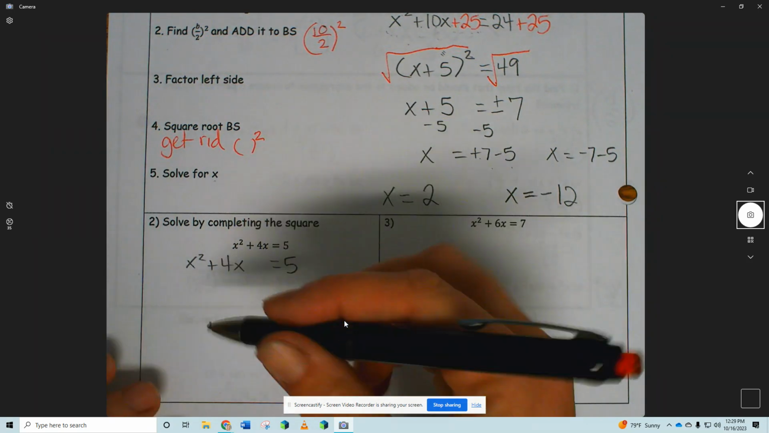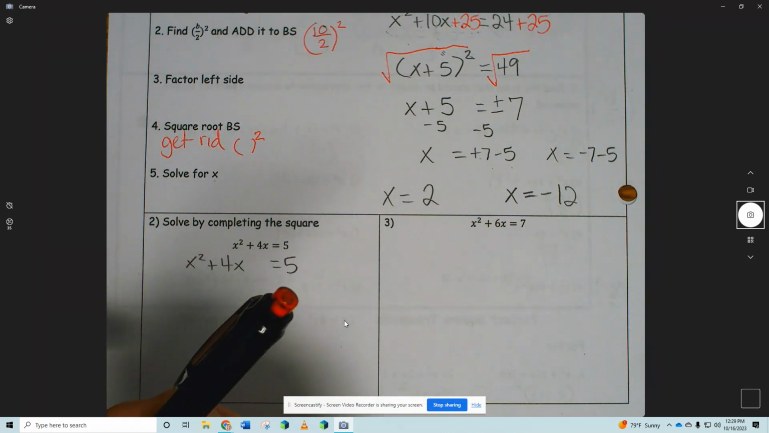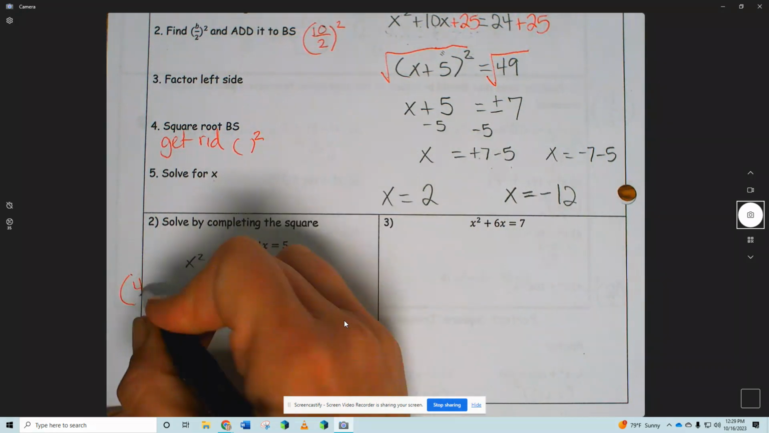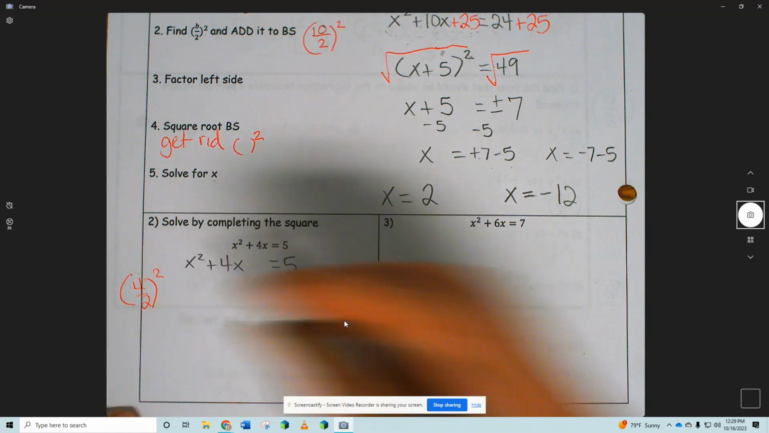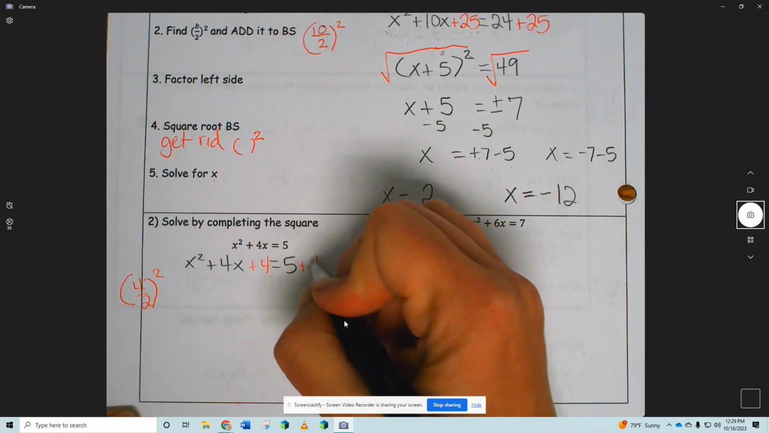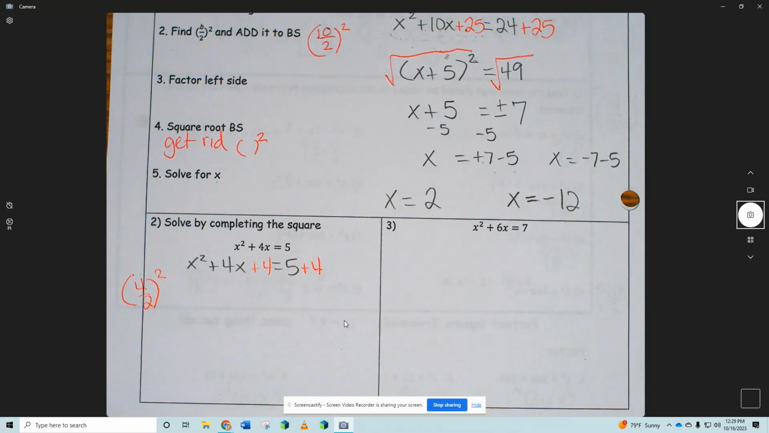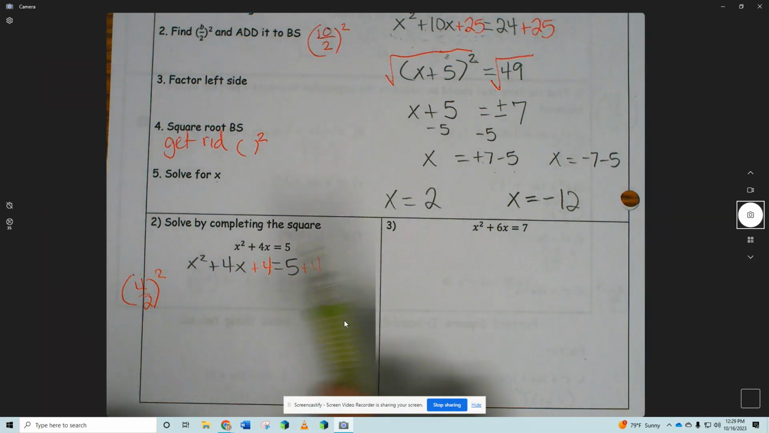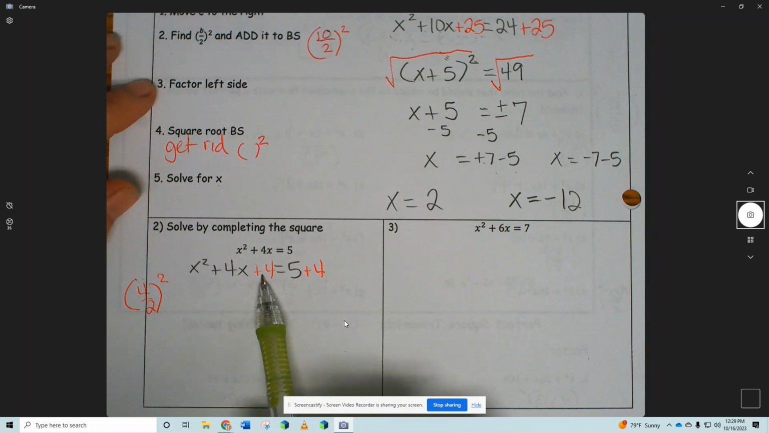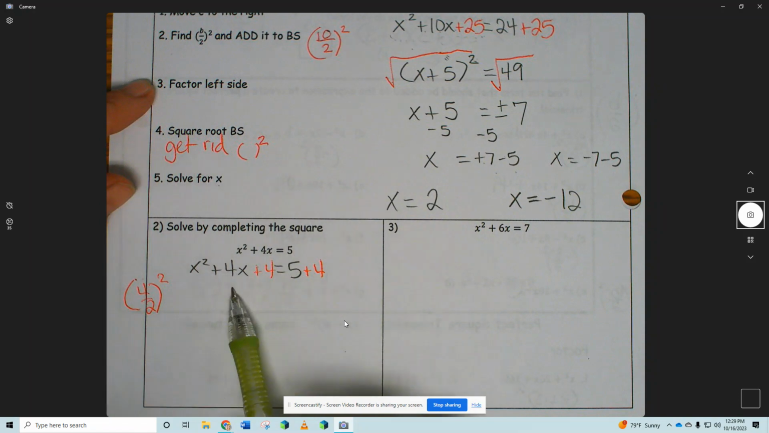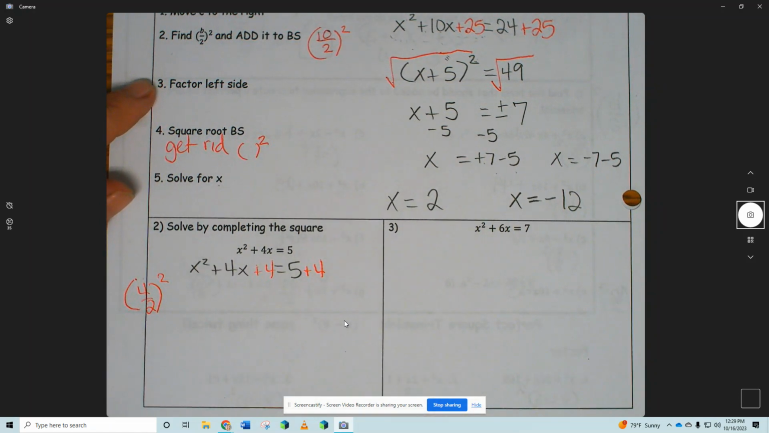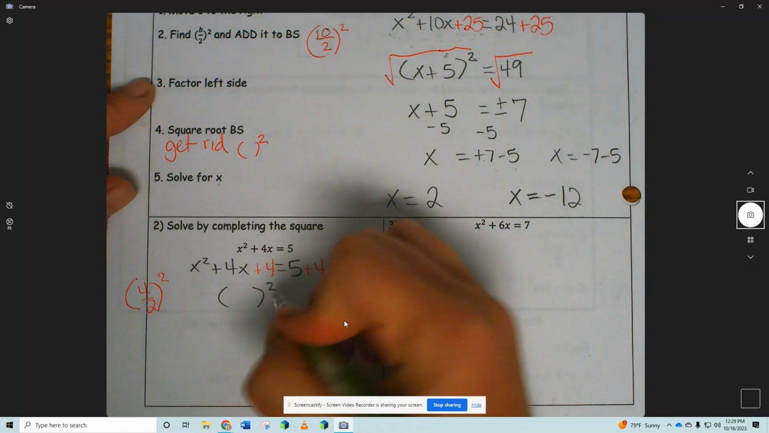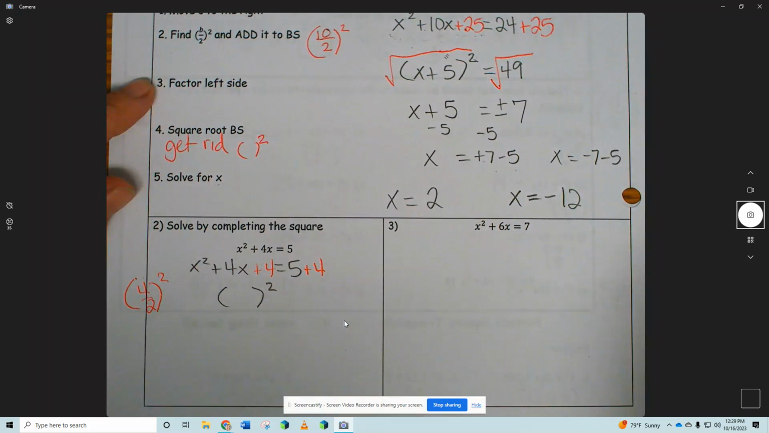So b divided by 2 means 4 divided by 2 squared. I'm going to add 4 to both sides. Okay. X squared plus 4x plus 4. Factor the left side. I'm on step 3. What is x squared plus 4x plus 4? In factored form, please. It's a perfect square trinomial. They will always be perfect square trinomials on the left.